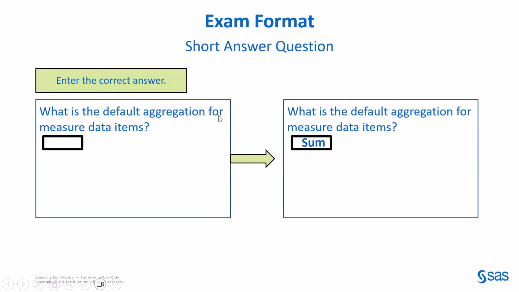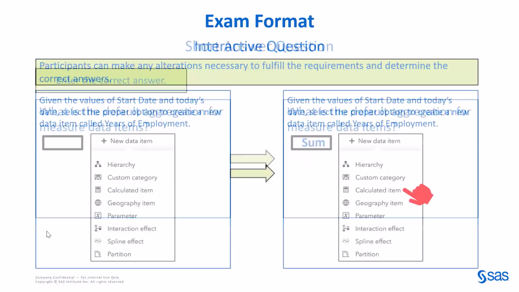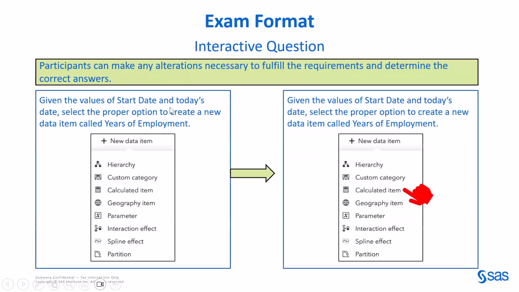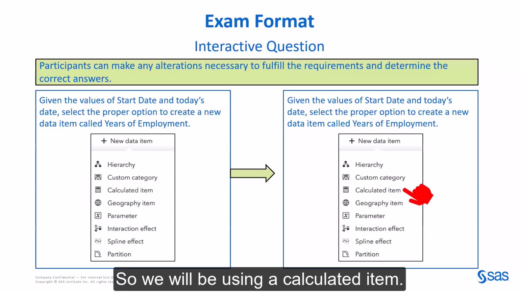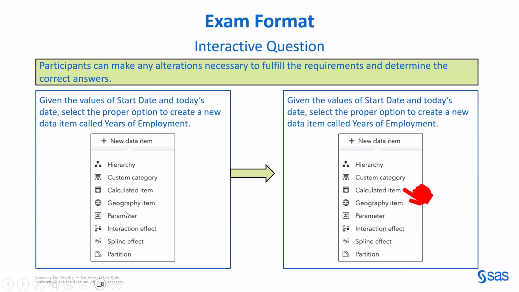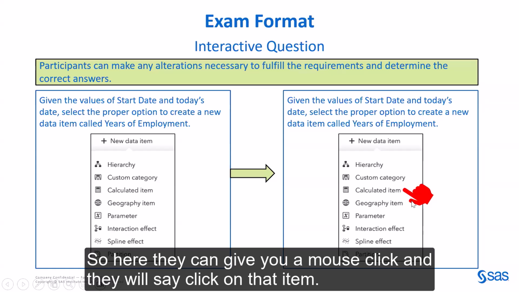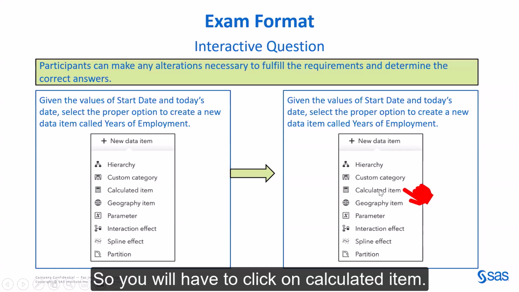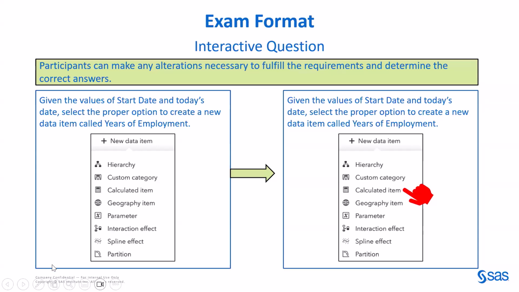What is the default aggregation for measured data items? Default aggregation for measured data items is sum. Given the values of start date and today's date, select the proper option to create a new data item called years of employment. So we will be using a calculated item. So here they can give you a mouse click and they'll say click on that item. So you will have to click on calculated item.